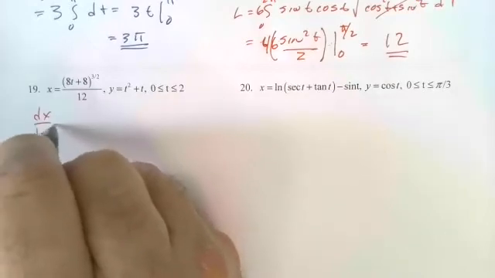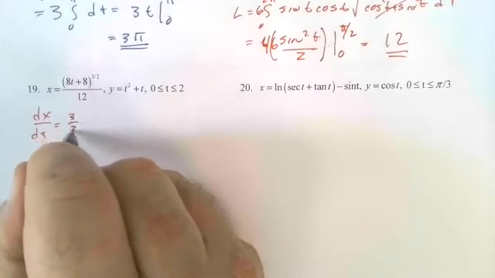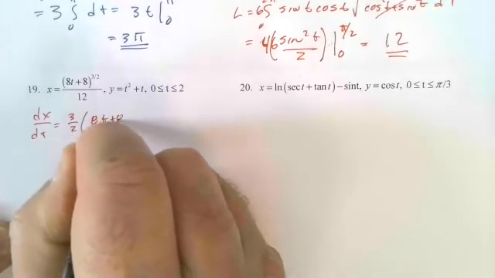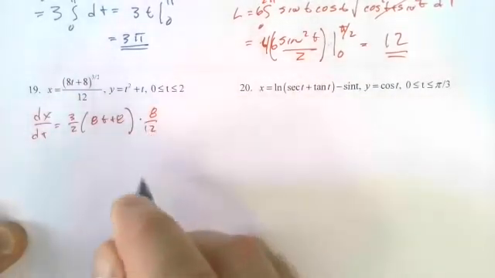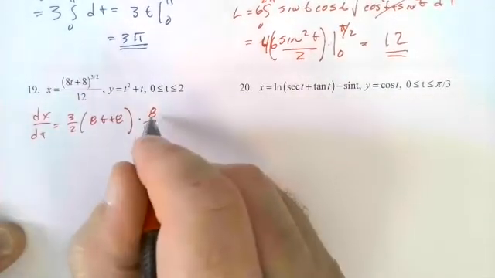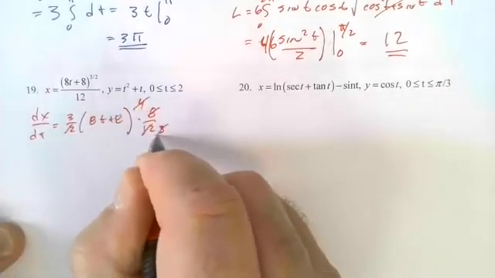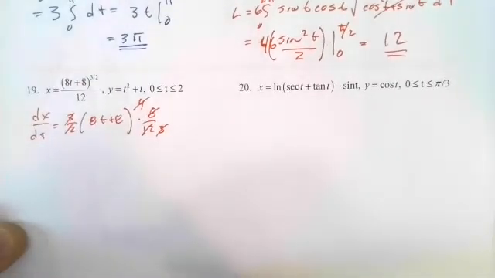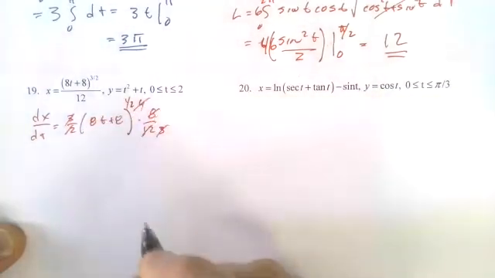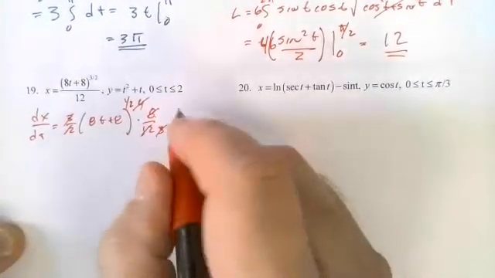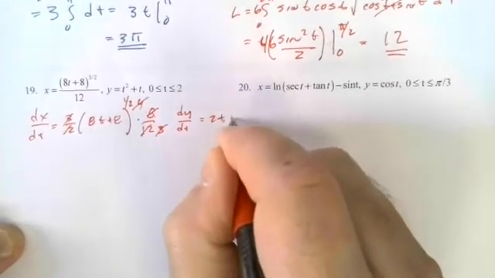dx/dt equals 3/2 times 8t plus 8, and there's still a 12 there. Goodness gracious. A lot of this cancels. 4, 3. Oh, look at that. To the 1/2. The 4 cancels. 3 has 1/2. My bad. And dy/dt equals 2t plus 1.